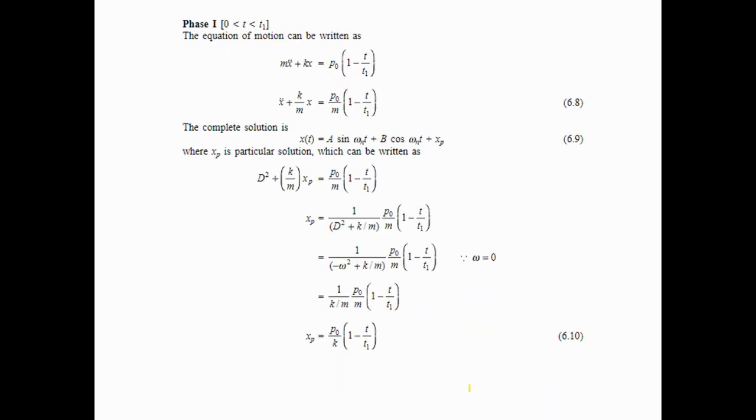By combining the first phase, m x double dot plus kx equals p, and p is equal to t minus t naught. By solving the equation, the complete equation will be x(t) = A cos omega t plus B sin omega t plus xp. Then apply D square equal to omega n, then xp equal to omega t square n. By solving all these equations with delta omega, we get xp is equal to xp naught.